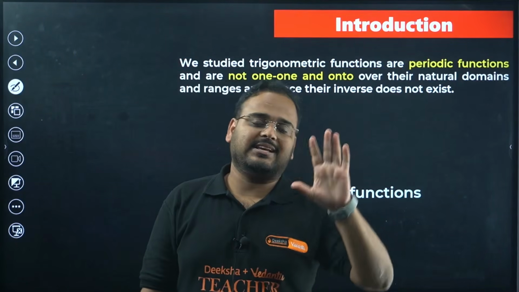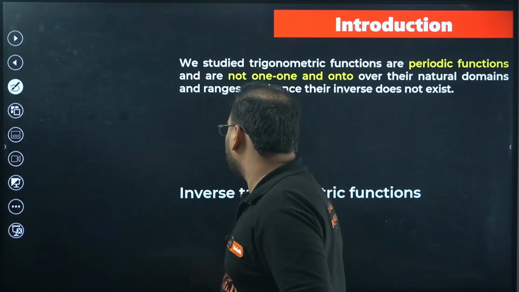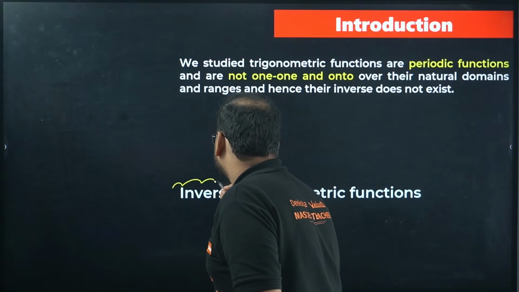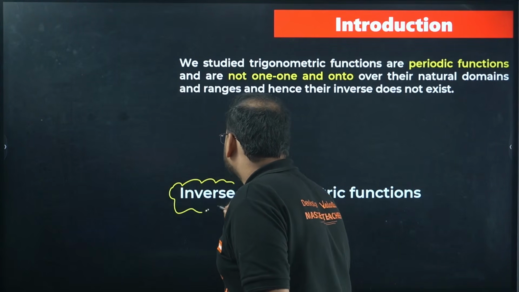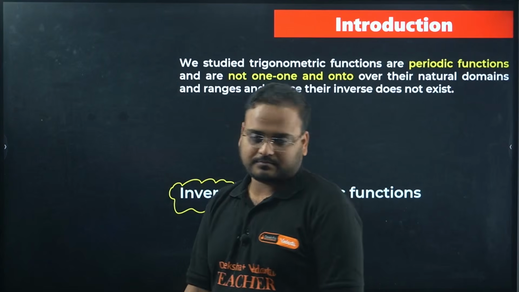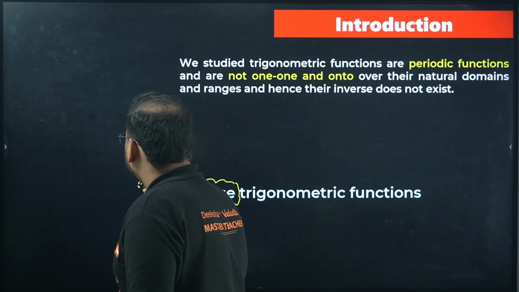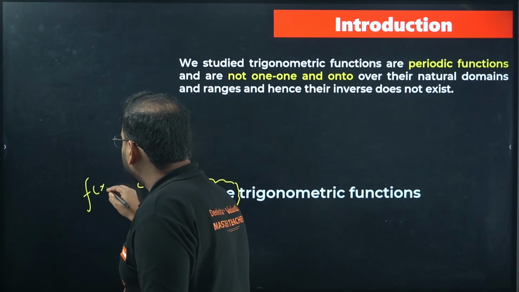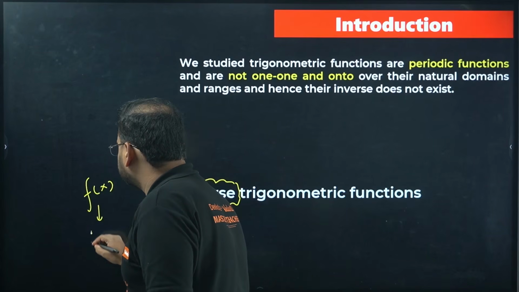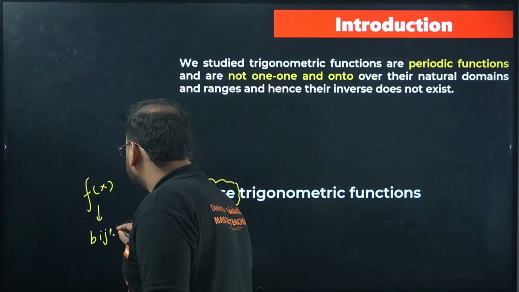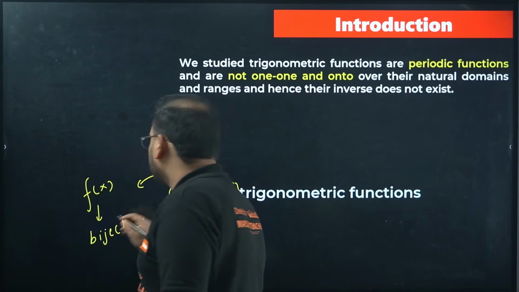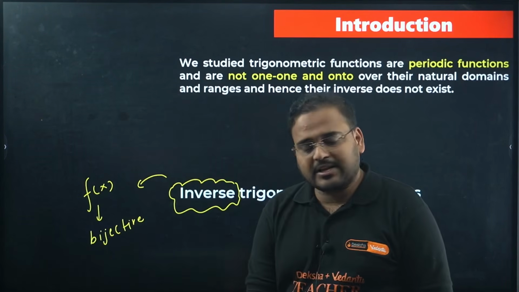So the first thing is the concept. The word here is inverse. Let's try to crack everything with the help of this word only, inverse. The inverse of any function exists if the function f(x) is bijective in nature. When a given function is bijective, then only can I say that the function is invertible.